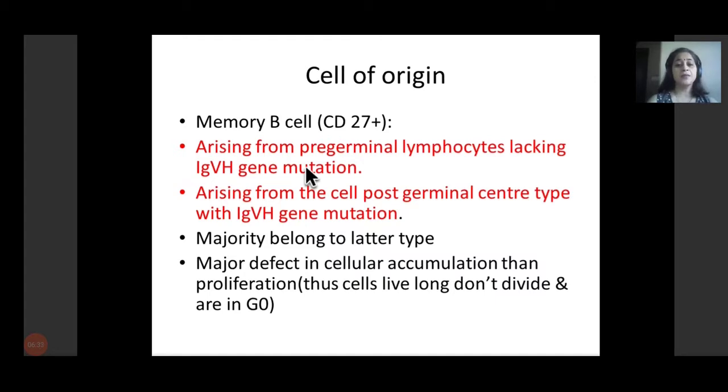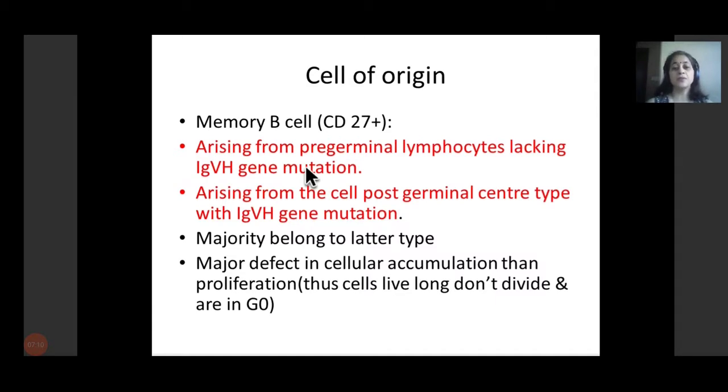Basically, CLL is a chronic lymphocytic leukemia, so it has more resistance to apoptosis rather than cell proliferation, which was more the feature of acute leukemia. Here the cells resist cell death and live very long, remaining in the quiescent phase, something like the G0 phase. That is where they are very difficult to kill, even by chemotherapy. So that is the problem.